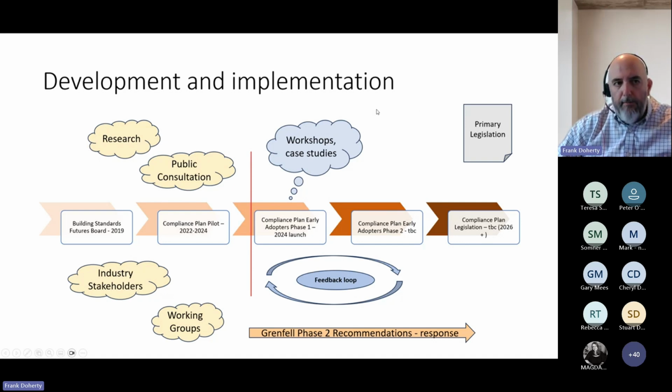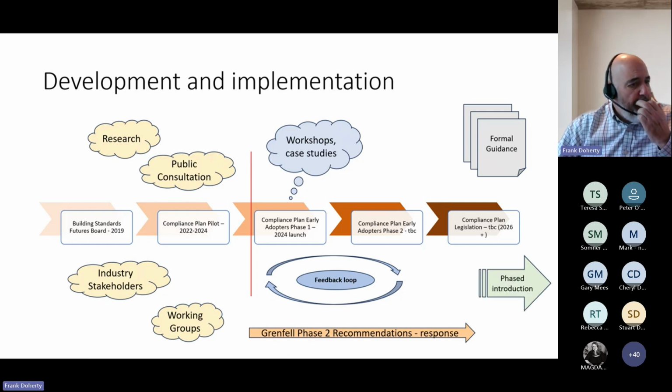When we get to that legislative slot, 2026 plus, that's primary legislation. The Building Scotland Act took 2 years from primary legislation passing to being implemented, because you have secondary legislation and then formal guidance to go after that. One of the ways that we are hoping to develop this and make sure people are ready for it is a phased introduction of different measures that build up to that full compliance plan approach for all building types.